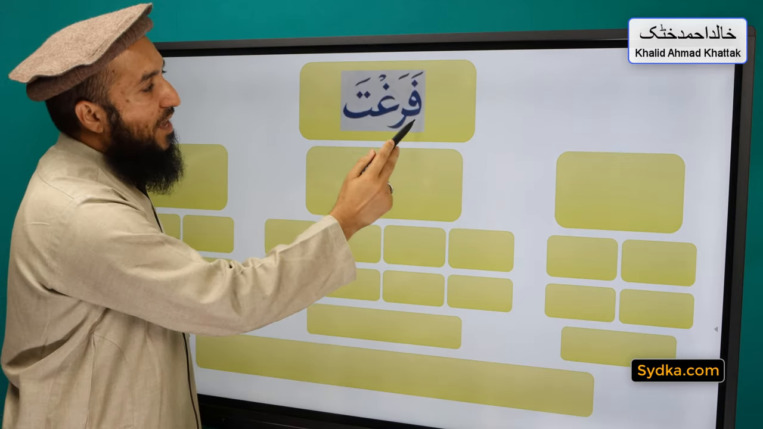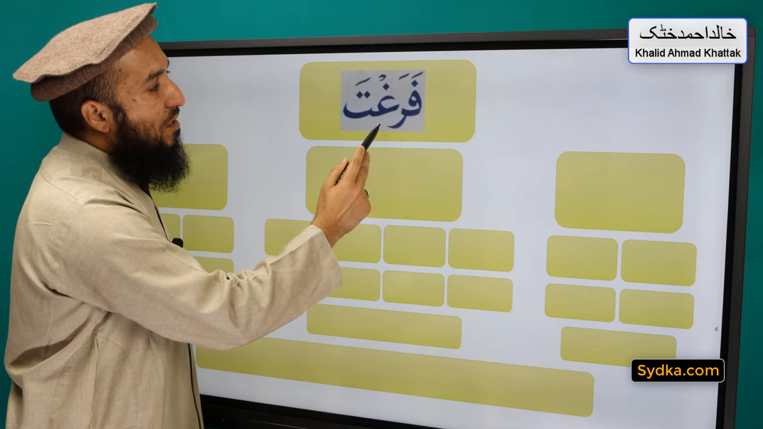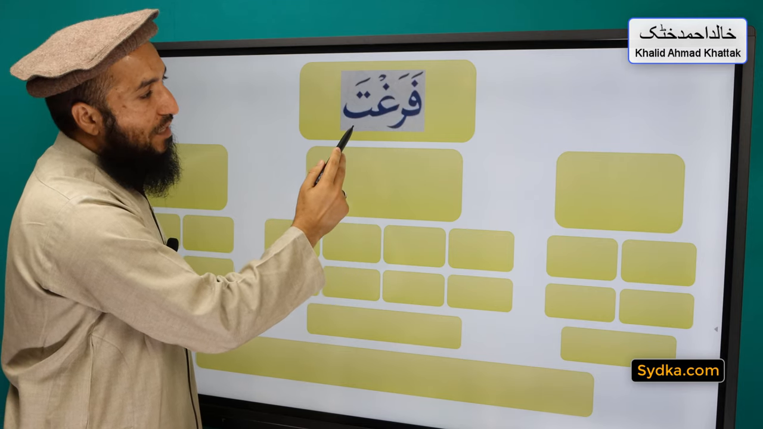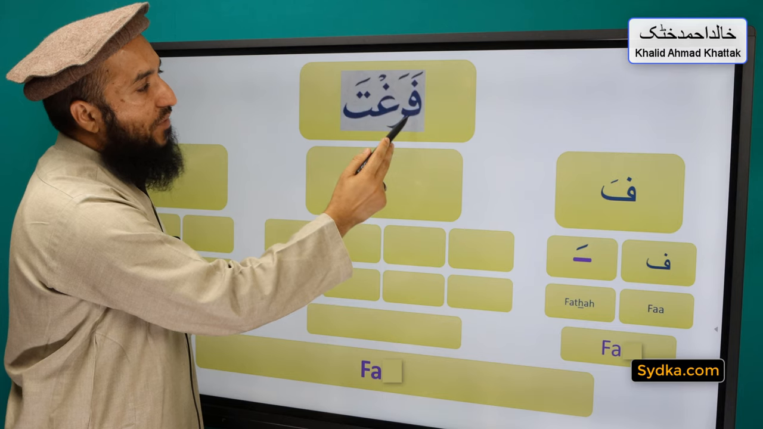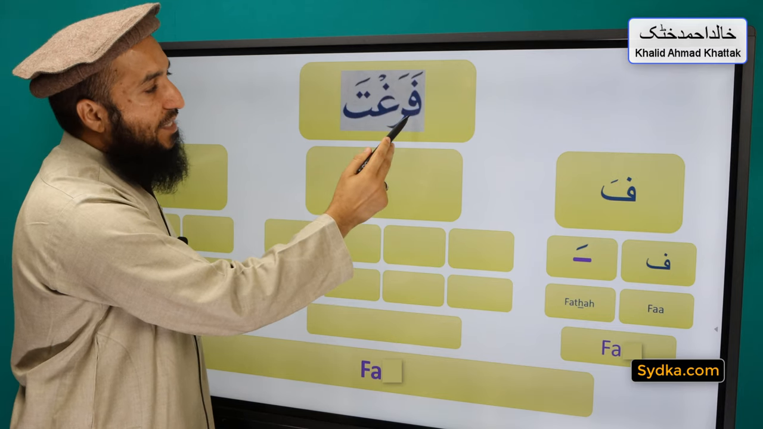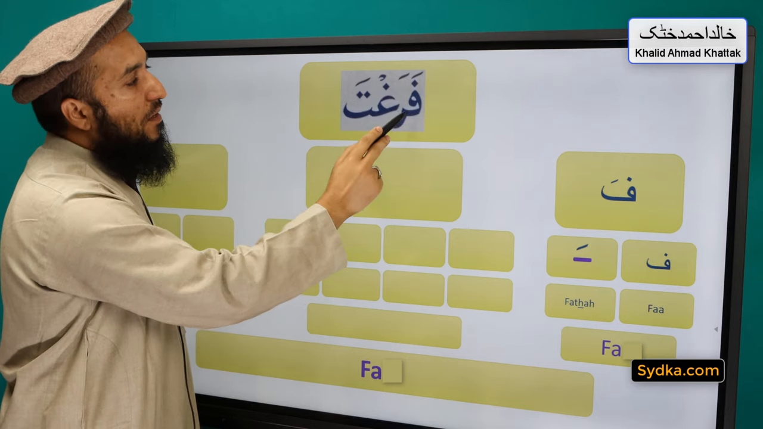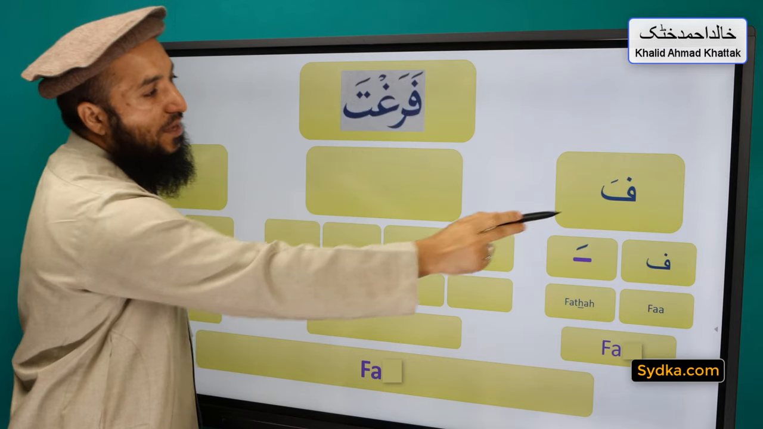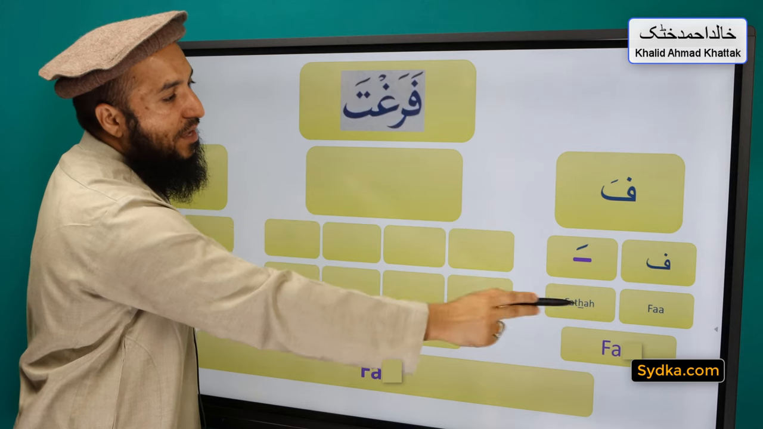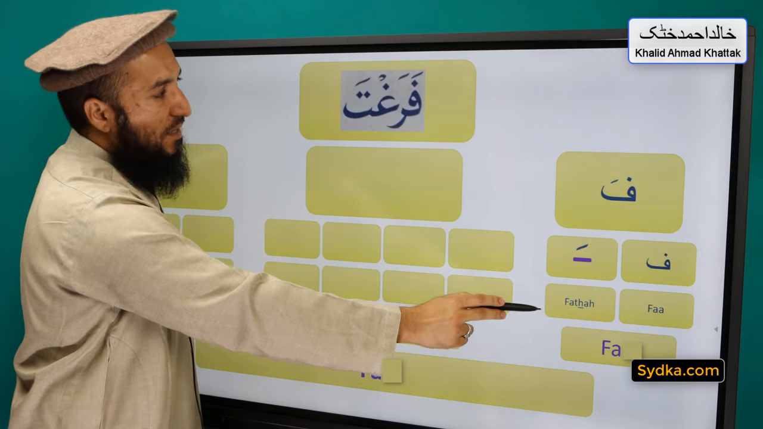The next one we have is faragta, and it can be divided into three syllables. The first one is fa, the second one is rag, and the third one is ta. So the first syllable we have is fa fatha fa. Fa is a light letter, it has fatha on top of it, and it is prolonged for one count. Fa fatha fa.